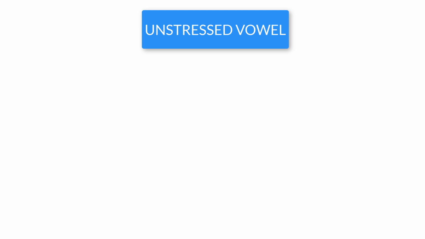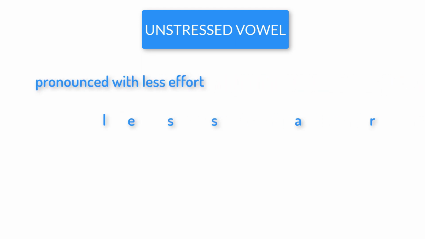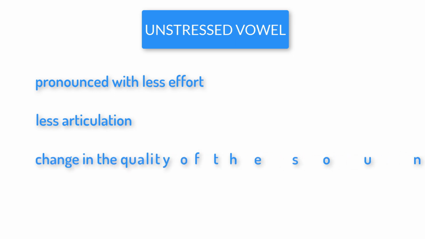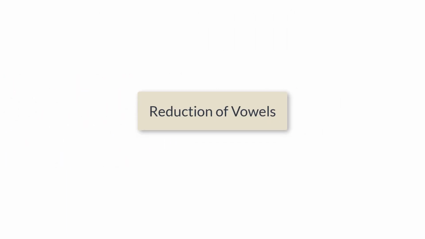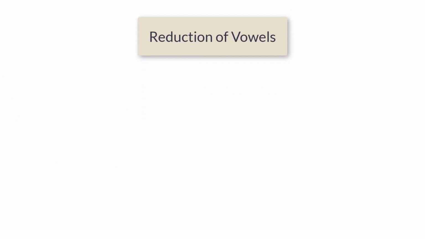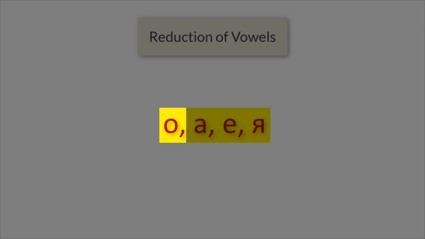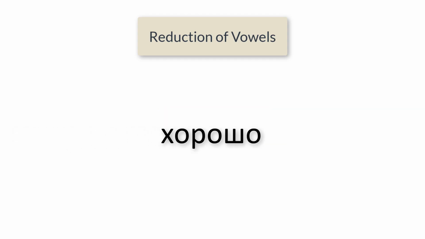The unstressed vowels are pronounced with less effort and less articulation. As a result, vowels in unstressed positions may undergo some changes in the quality of the sound and may be pronounced differently. It is called the reduction of vowels. Here we have to pay attention to the pronunciation of these 4 letters: O, A, Ye, and Ya. Let's read our example again.